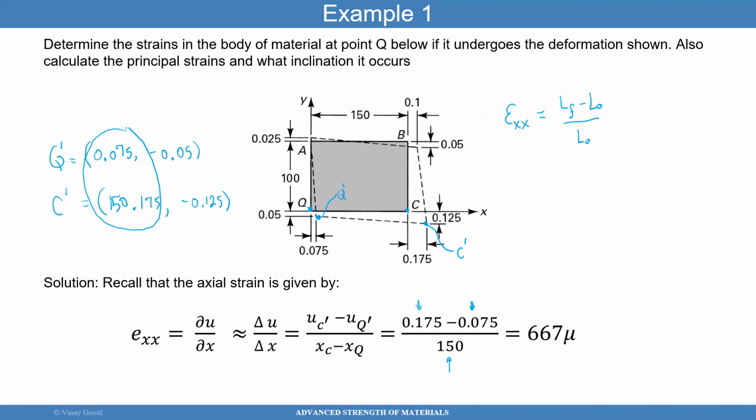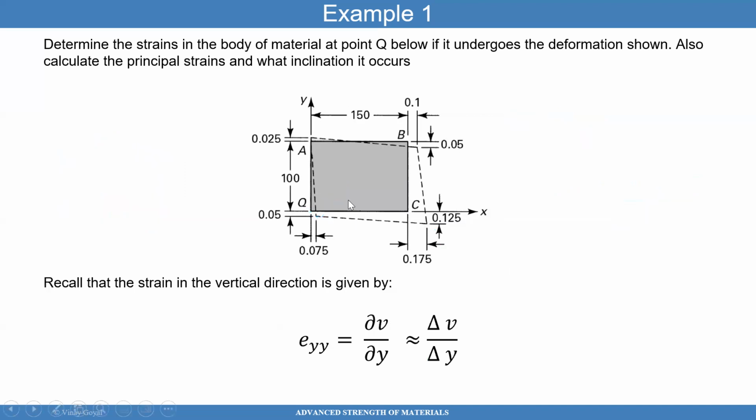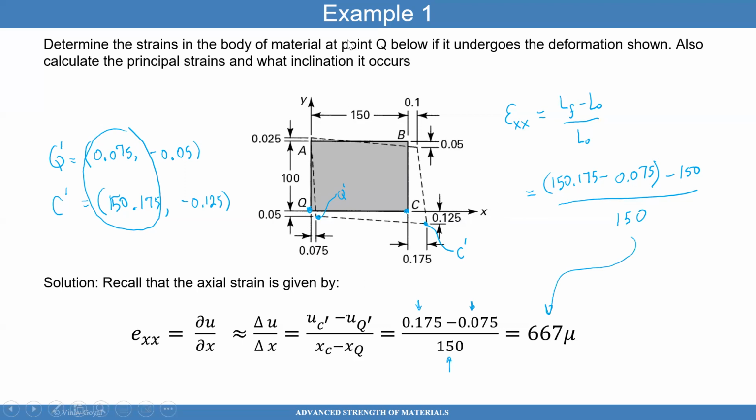That's another way to do that calculation. So that's 150.175 minus 0.075, minus the initial length, which is 150, because the distance between Q and C started at 150, divided by 150, and you'll find that you get the same answer as this if you do it this way. So two ways to do it. Both ways work really well.